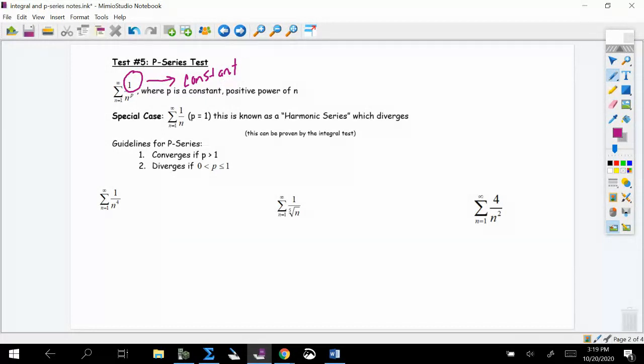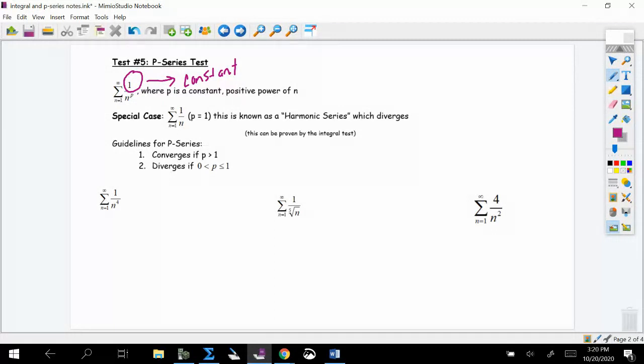We do have a special case of this that I mention because I've seen it show up on the AP test. They will use this terminology, and I don't want it to throw you off. When you have just the series 1 over n, where your power is 1, this is referred to as the harmonic series, and a harmonic series always diverges. You can actually prove this with the integral test.